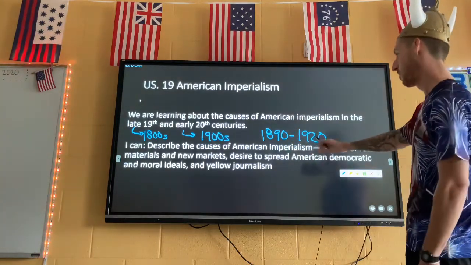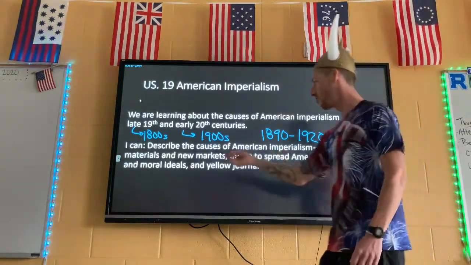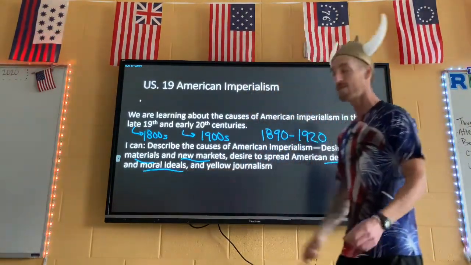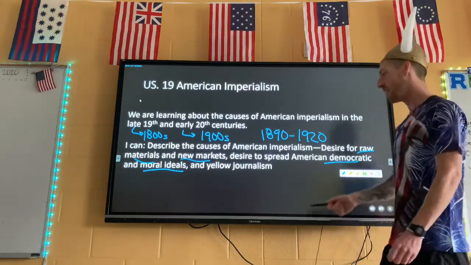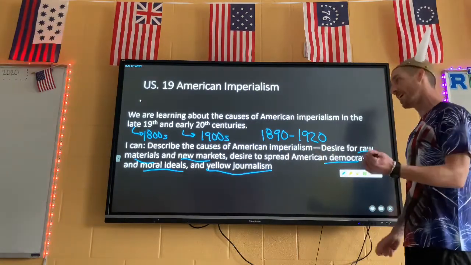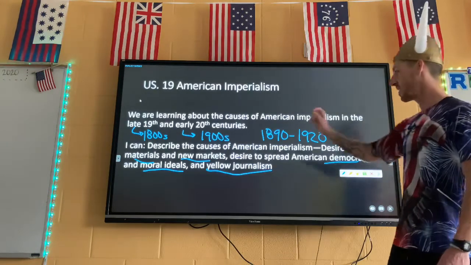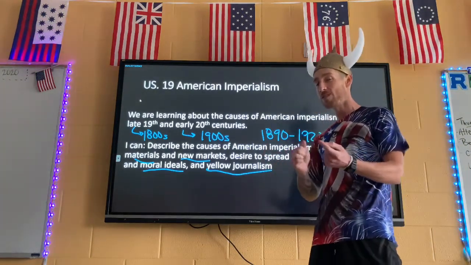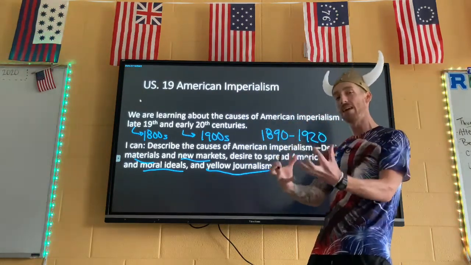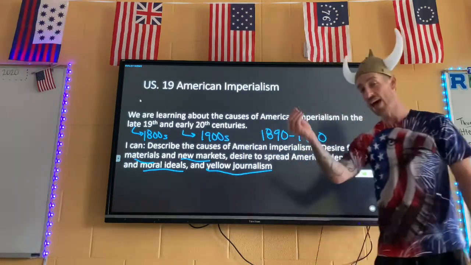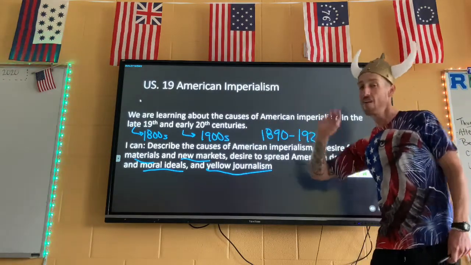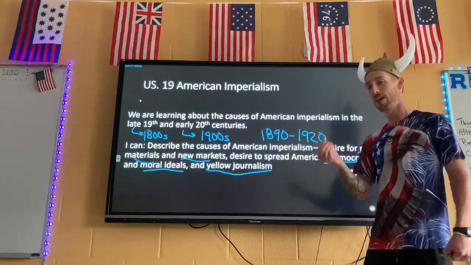Describe the causes of American imperialism: desire for new raw materials and new markets, okay? Desire to spread American democratic and moral ideals. Remember Manifest Destiny, coming back to that. And yellow journalism. Okay, so I can break down the standard for you super fast and it'll be very easy to learn. Raw materials and new markets. Raw materials, that's very simple things like rubber, iron and steel, oil, anything that is not made into something yet, but can be made into something and then sold. And new markets, that means people who don't have that stuff, you want to sell your stuff to them and make lots of money, okay?